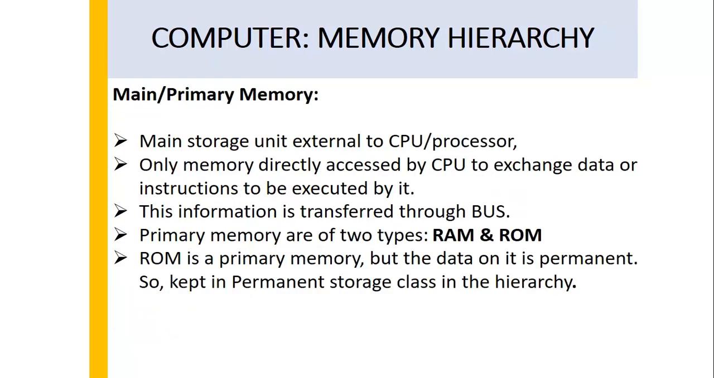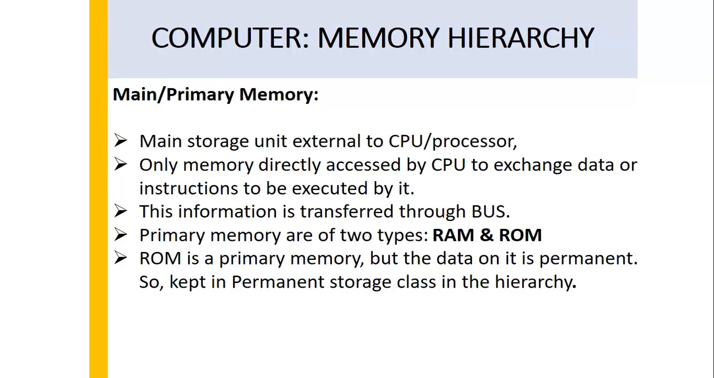Right. Then we have main memory. It is the main storage unit external to the CPU, so it has a different slot on the motherboard outside the CPU area. It is the only memory directly accessed by the CPU. So if the CPU doesn't get the data from its own registers and cache, it can request or check the primary memory for data, that is RAM.